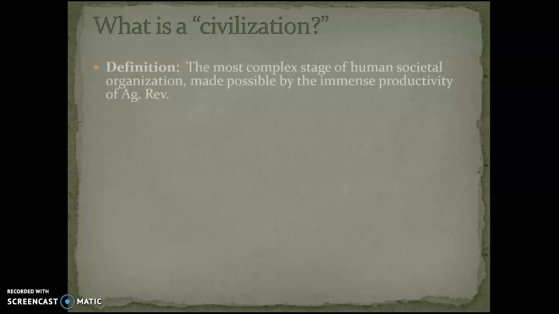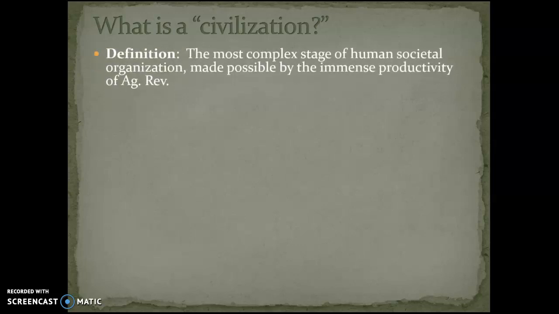So, what is a civilization? If you were to ask a demographer or an anthropologist this question, you're going to get a very jargony sounding answer that basically says it is the most complex stage of human societal organization. And it cannot happen without the agricultural revolution, right? No matter whether you are farming or herding, that's all agriculture. So civilization really can't happen without that, but it is the most complex stage of human societal organization.